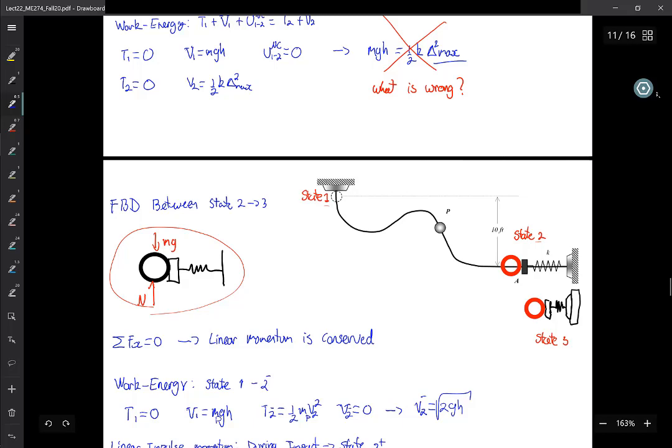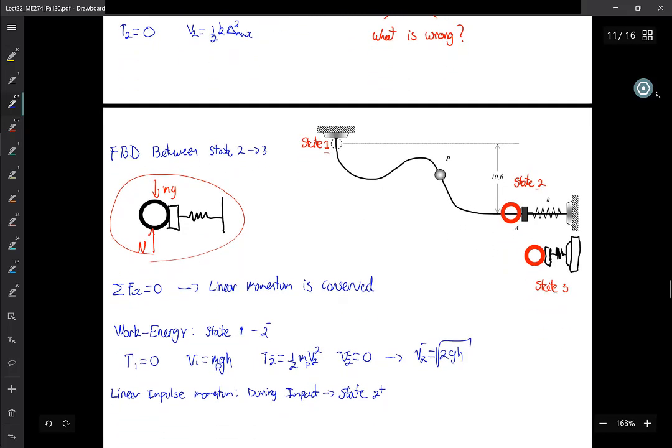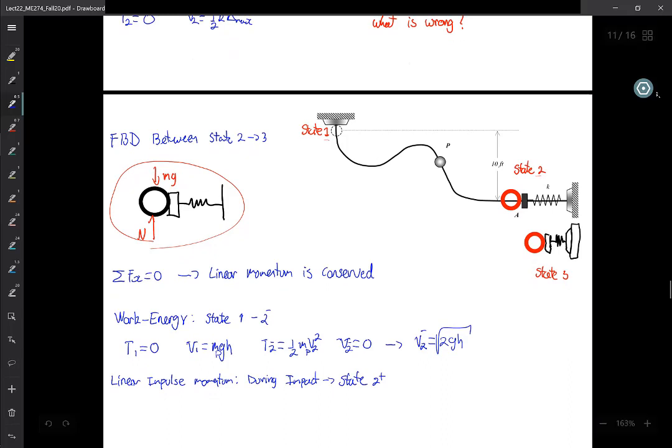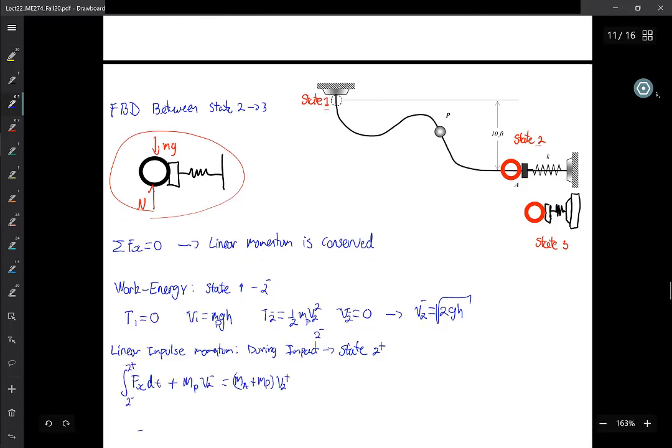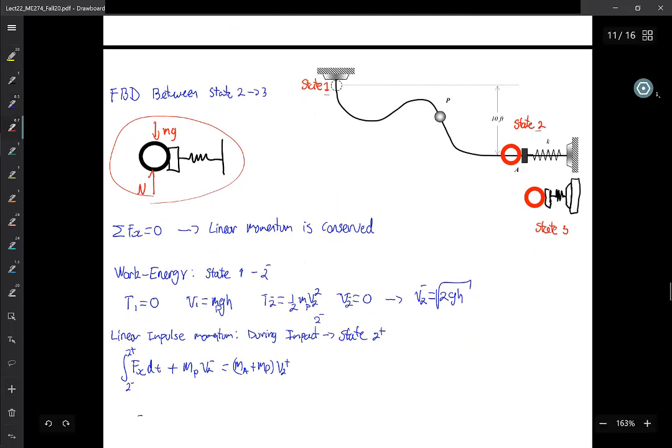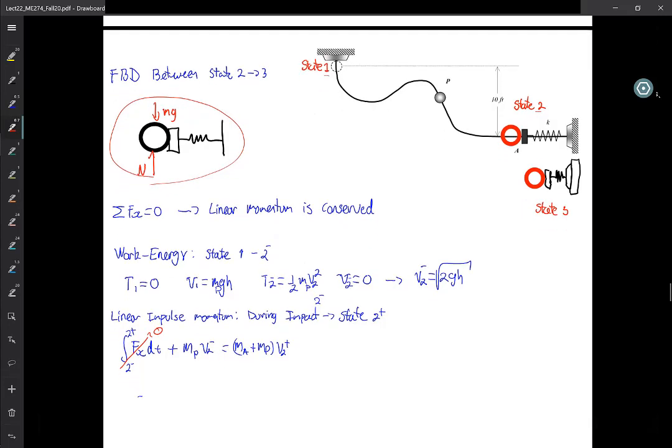Masses cancel out. All right, now during impact, we use linear impulse momentum. Essentially, we are calculating how the speed changed due to the impact. So that is what I called state 2 plus, after impact, or let's say consider before impact, after impact. So in the linear impulse momentum equation, this term is 0. Whenever we get rid of an integral, I like integrals, but I'm pretty sure most of you don't. So we're happier.